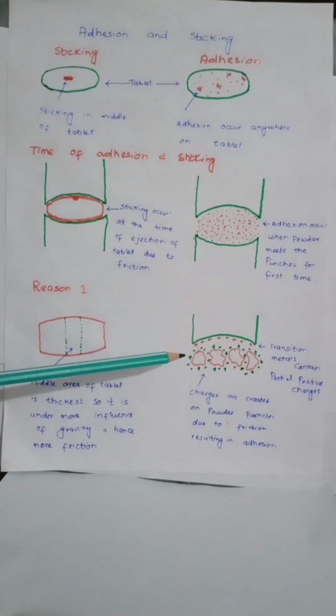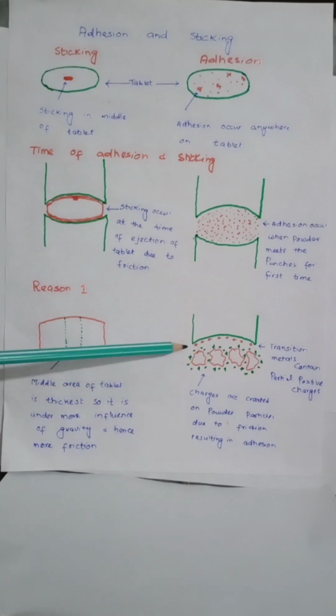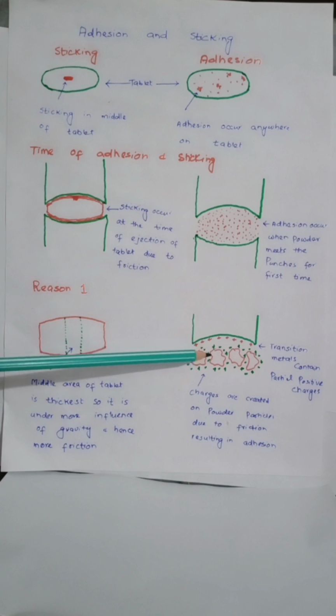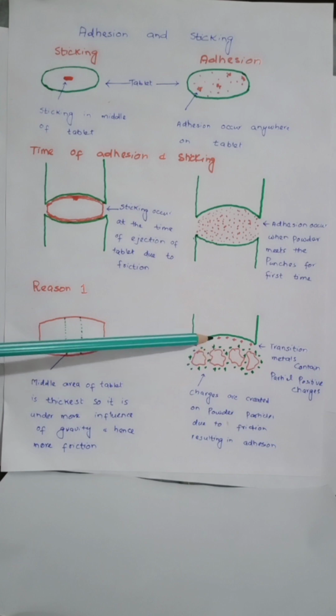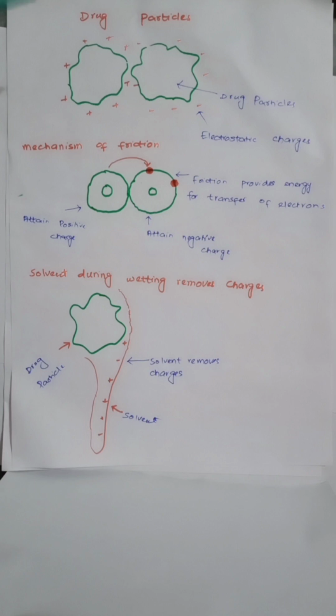So negative charges which are present on the drug particle result in the sticking of the particle with the punch surface. As drug particles always contain charges on their surface, these charges should be removed during wet granulation. During wet granulation, when there is sufficient granulation or sufficient wetting of the powder, then the solvent which is used during wet granulation removes these charges from the particles.